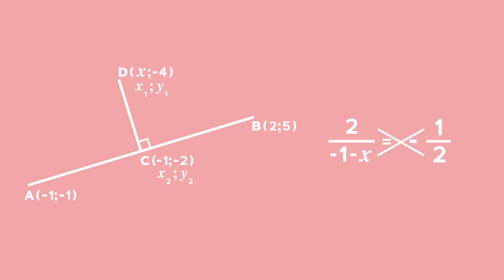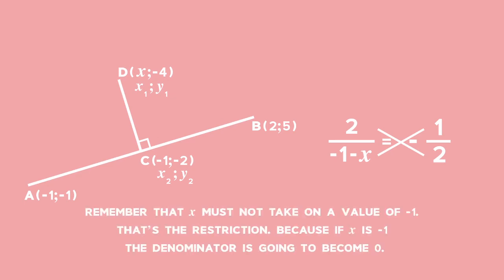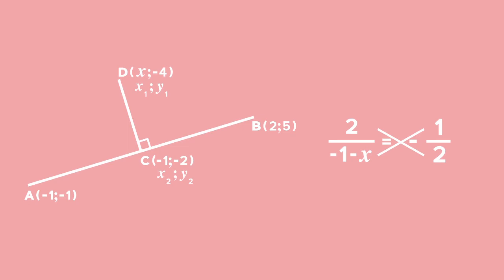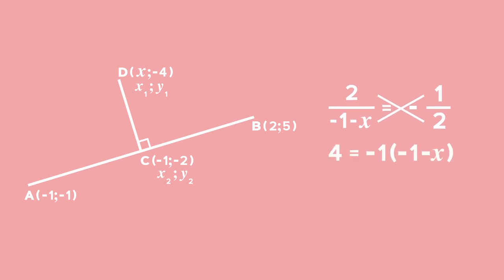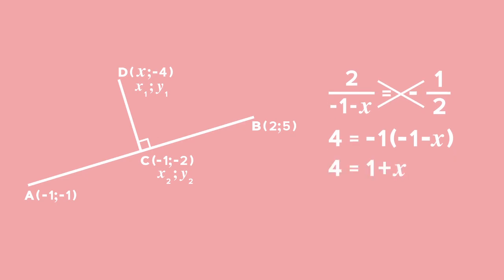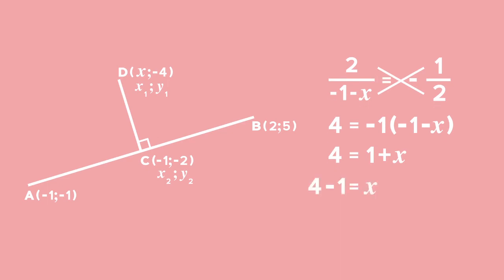We can cross-multiply to get rid of the denominators. Remember that x must not take on a value of minus 1. That's the restriction, because if x is minus 1, the denominator is going to become 0. Cross-multiplying, we get 4 equals negative 1 times, in brackets, negative 1 minus x. Then we get 4 equals 1 plus x. Therefore, we get 4 minus 1 equals x. Therefore, x equals 3.